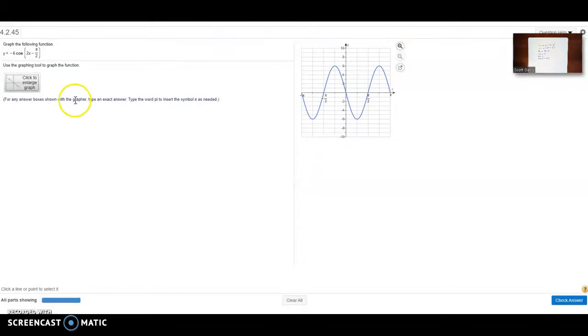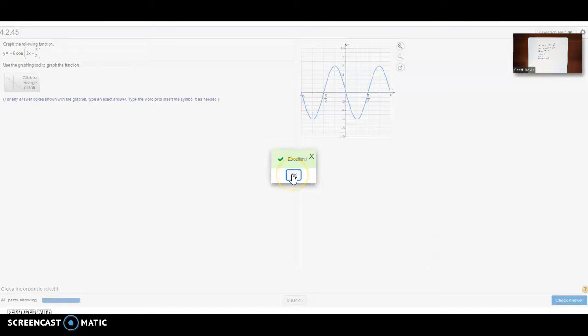So we're going to save it, and we're going to check our answer. Perfect. All right, so that's how we graph all the little pieces that go into graphing it in MyMathLab.